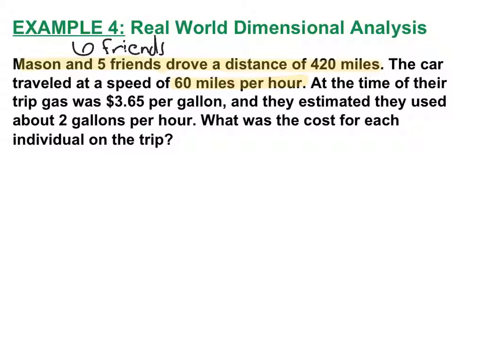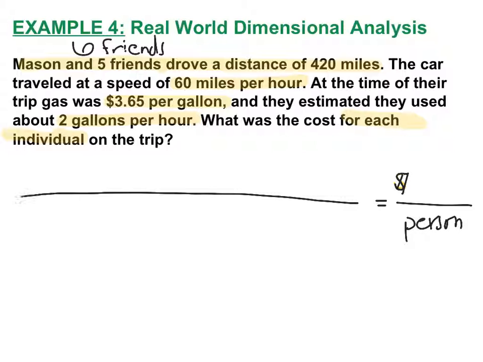At the time of their trip, gas was $3.65 per gallon. And they estimated they used about 2 gallons per hour. And we want the cost for each individual on the trip. So for each person on the trip. So what do we want in the end? In the end, we want the cost per person, per one person.